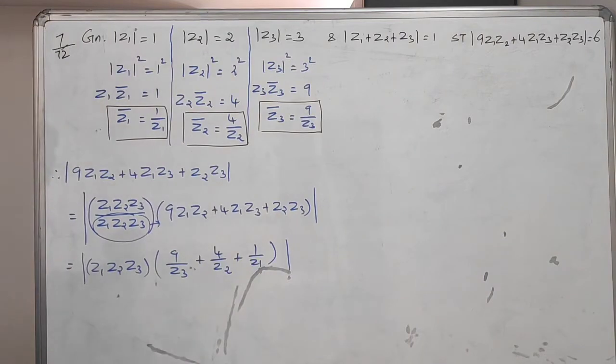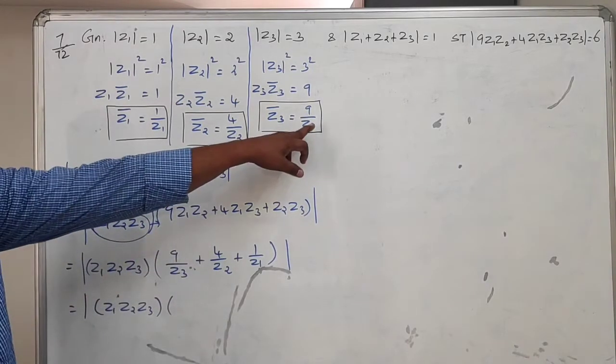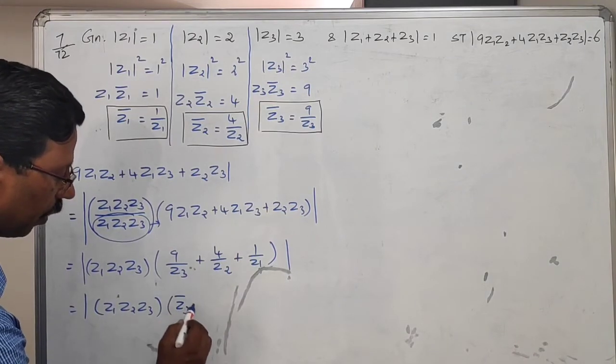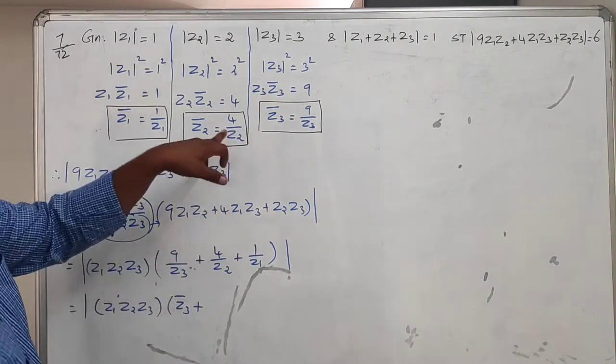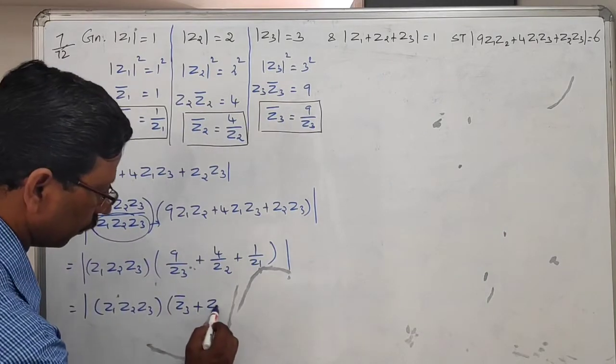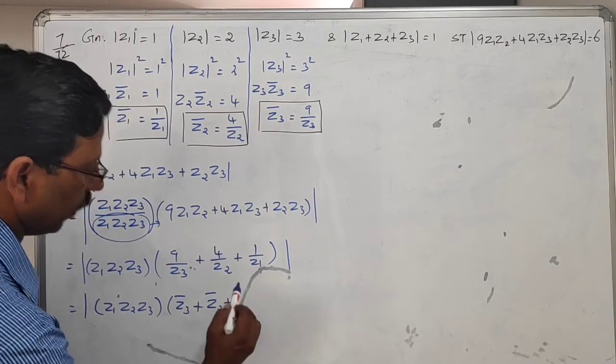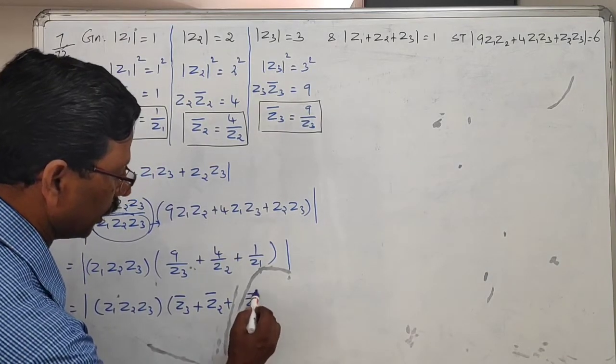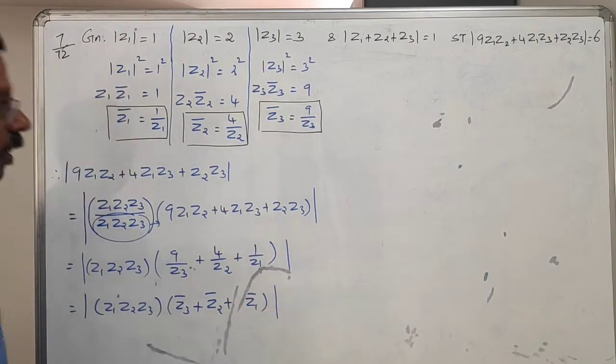Okay. After that, I replace these values. It is equal to modulus of Z1, Z2, Z3 into 9 by Z3, which is equal to Z3 bar, plus 4 by Z2 equal to Z2 bar, then plus 1 by Z1 is equal to Z1 bar. Then take the modulus.